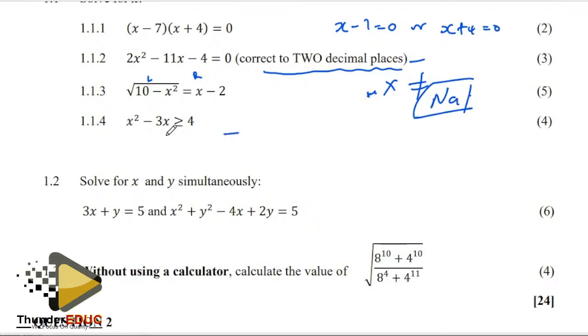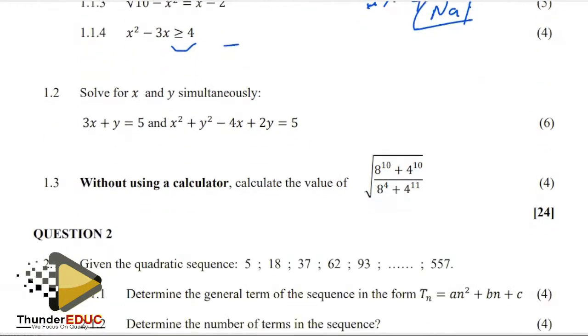1.1.4, create a standard equation. You move the 4 that side and then you solve that. For 1.2, it's a simultaneous equation, with a 3x, a y, a 5, and all of that. So we have the linear and then we have the quadratic equation. Start with the linear, manipulate it around, and make one of the variables the subject. So you can leave y on one side, move the x that side, and then you get that y, substitute into there.